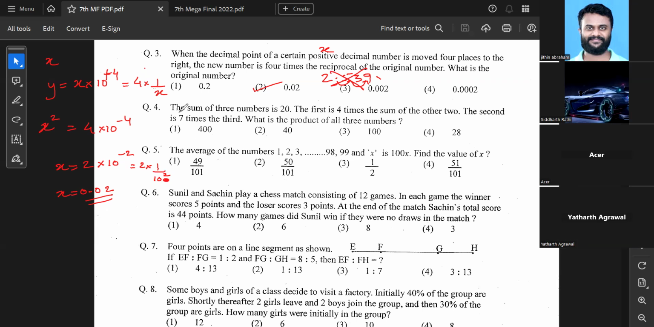Okay, the equation part. There are 2 lines about the new number. The first line says the decimal is moved 4 times towards the right. That means you are basically multiplying by 10 raised to 4. 10 raised to however many times you have moved the decimal, you have to write that. The second line says the new number is also equal to 4 times 1 by x. Hence this equation.